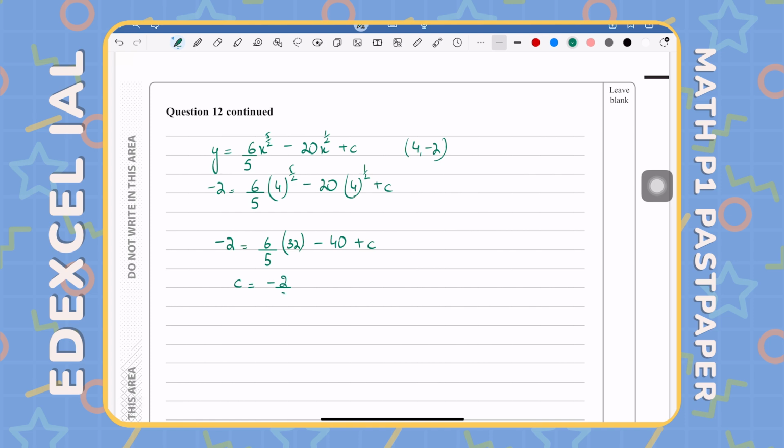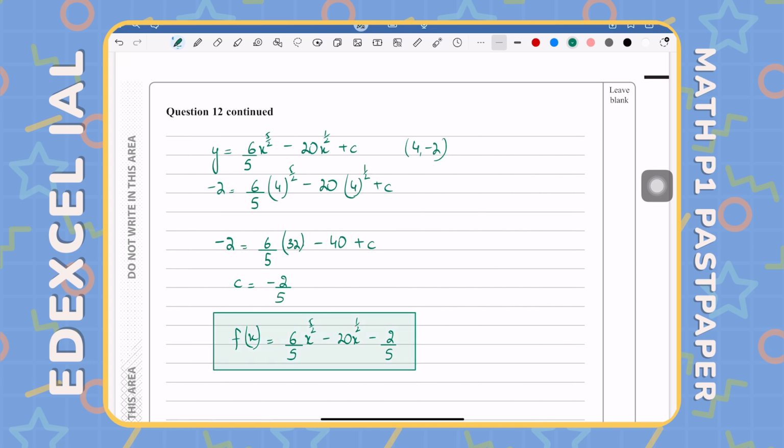This is the missing piece of the puzzle. And now you can form the equation of the curve, which is going to be f of x equal to 6 upon 5, x raised to the power 5 upon 2, minus 20 x raised to the power 1 upon 2, minus 2 upon 5. And this is the final answer. No need to simplify. I mean, there's nothing you can do to simplify actually.